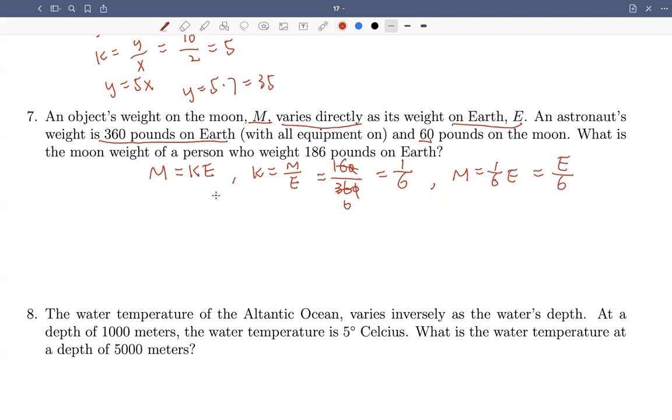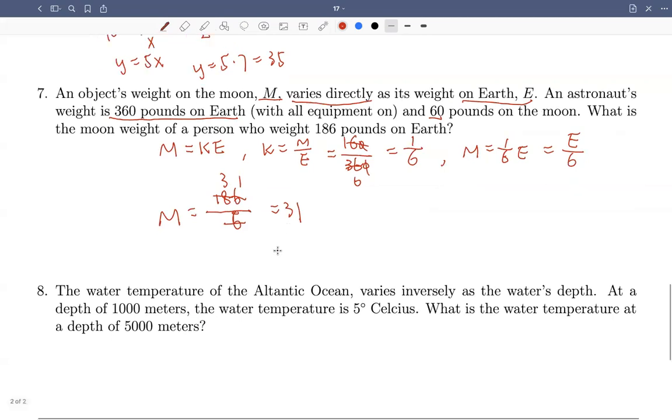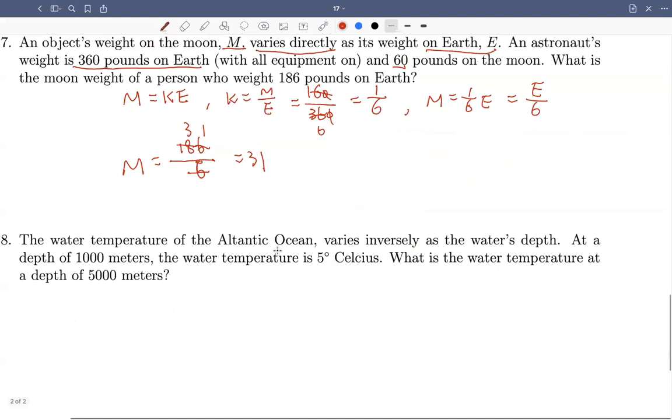Now, what is the moon weight when the person's weight is 186? That's 186 divided by 6, right? 6 going into 18 is 3, so 31. So if a person is 186 pounds on Earth, his moon weight is 31 pounds. Because on Earth, because of gravity.